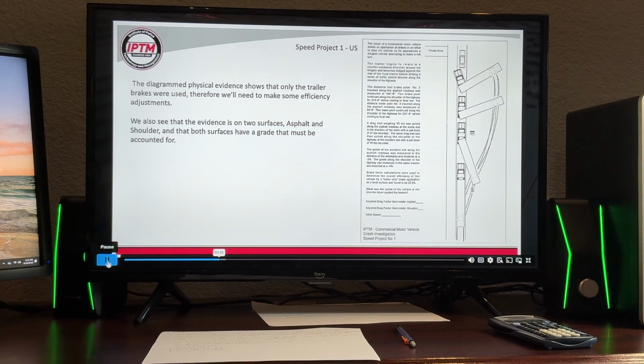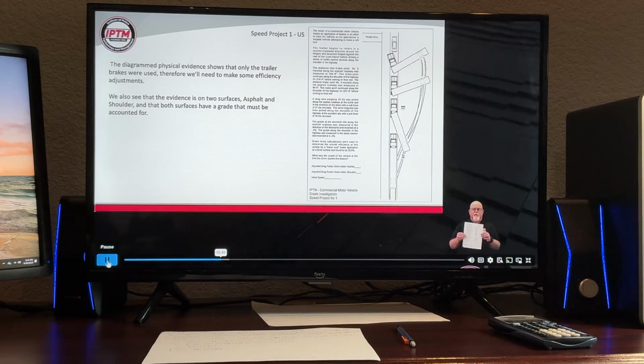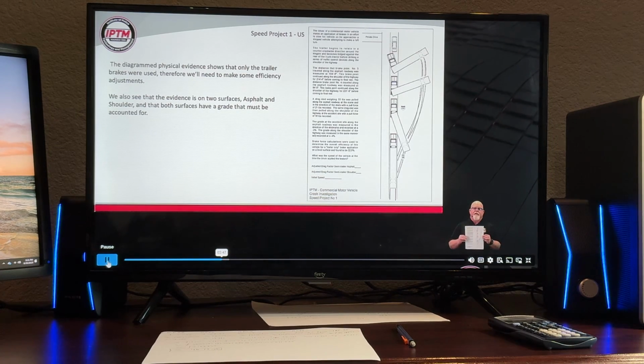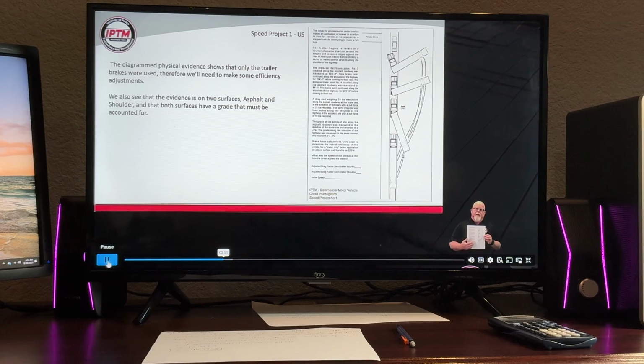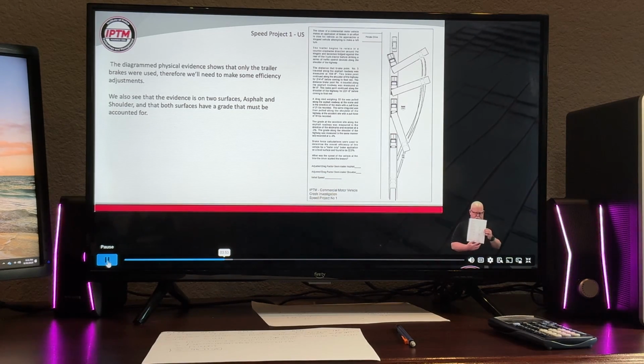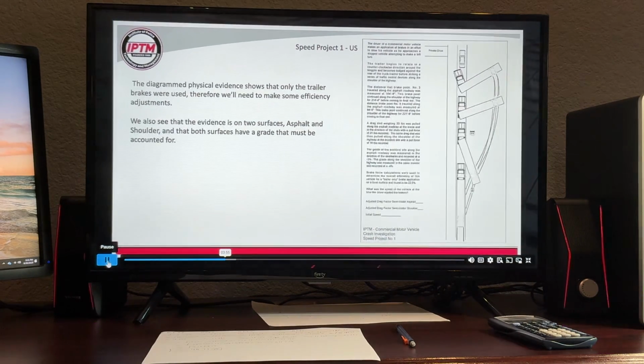So here is project number 1, speed project number 1. You should have that in your PDF handouts. You probably don't need to print it. You can just read it on screen and make some notes. And we're only going to answer the 3 questions down here at the bottom.